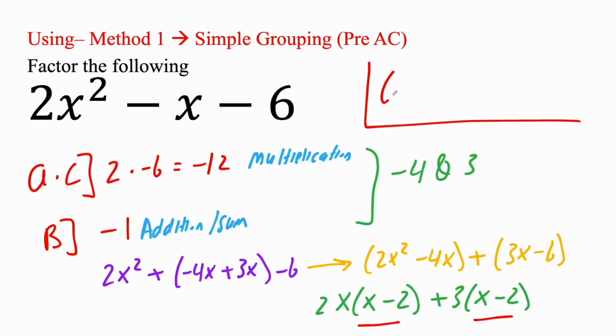Whatever is identical, we're going to copy it one time, x minus 2, close it. Then we do another parentheses, I call this the leftovers, 2x plus 3. 2x plus 3. And this right here is your final answer. But we can always check.